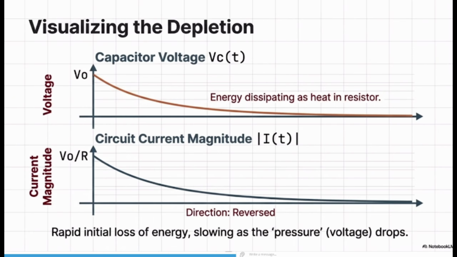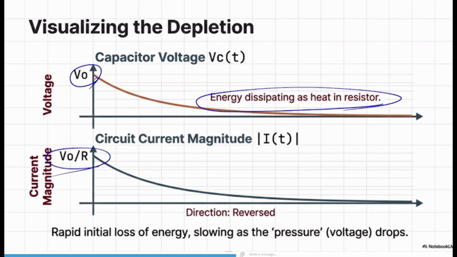So what about the depletion? It means that your capacitor voltage was Vc(t) at the very beginning, and after some point it goes to 0, with energy dissipating as heat in the resistor, which is obvious. Then we have the current magnitude V0 divided by R, and in the circuit the direction has been reversed. This is somewhat like the previous one, but instead of considering this point, we consider this point, because we only care about the magnitude itself.